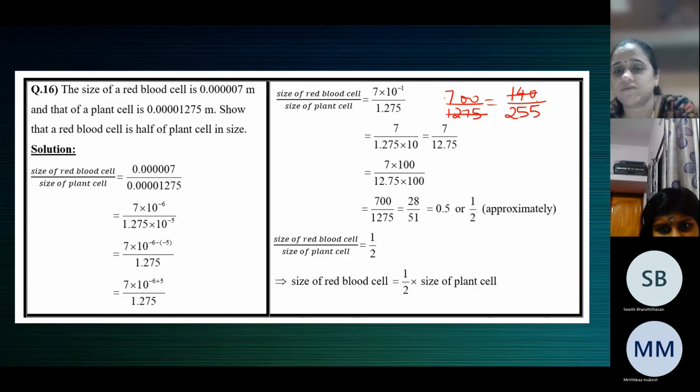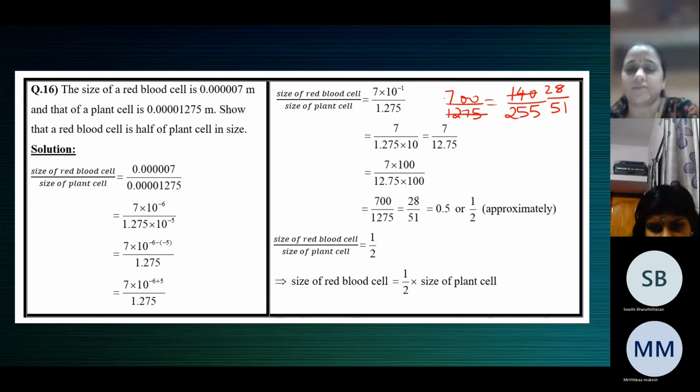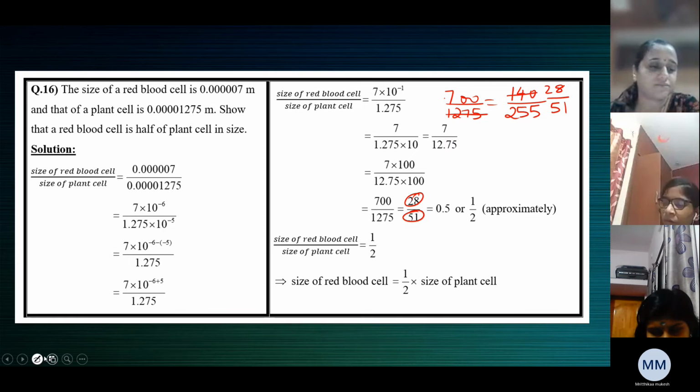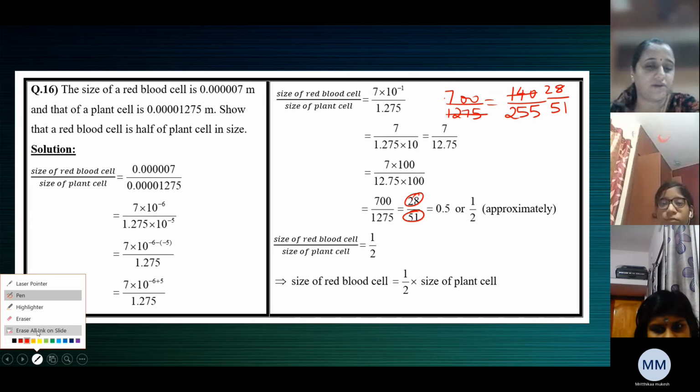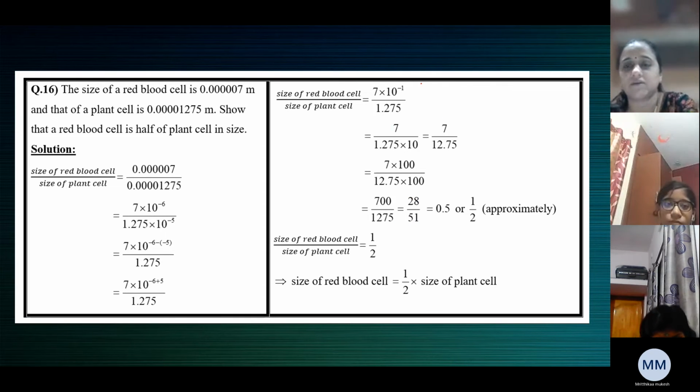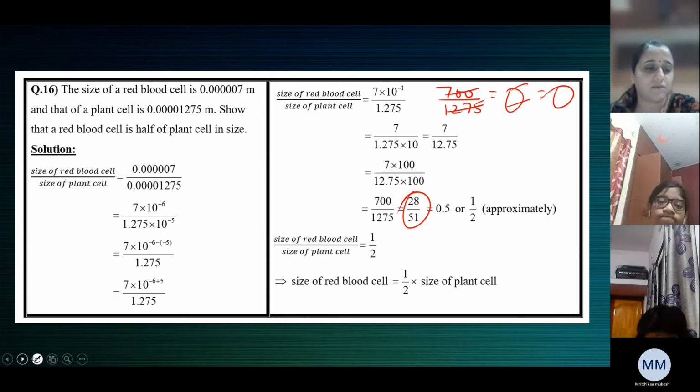Now again it's divisible by 5. So 5 2s are 10, and 5 8s are 40. And this one again by 5: 5 5s are 25, 5 1s are 5. So like that we get 28 by 51. So simplifying, first reduce by 5 tables, you get something. Again reduce by 5, the tables of 5, you get 28 by 51.